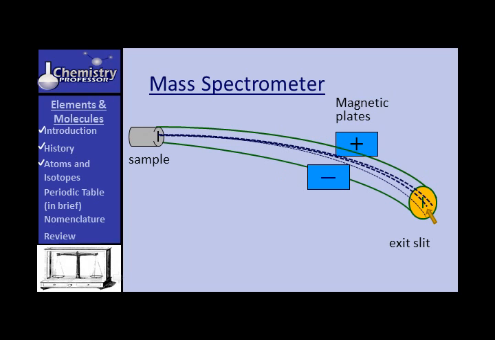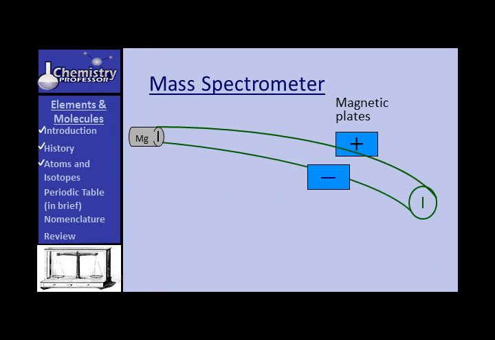And you see that right here at the exit slit, the way we have it adjusted right now, one of the isotopes is coming through. But by increasing or decreasing that magnetic field strength, we can move around and allow a different isotope to come through.